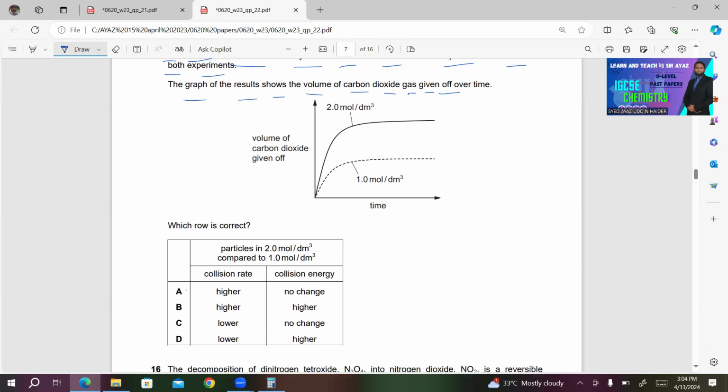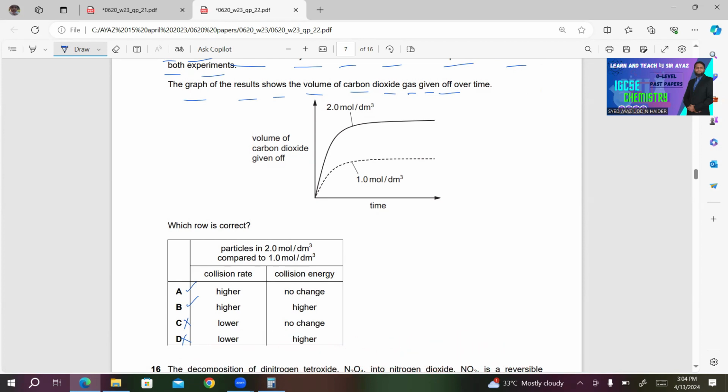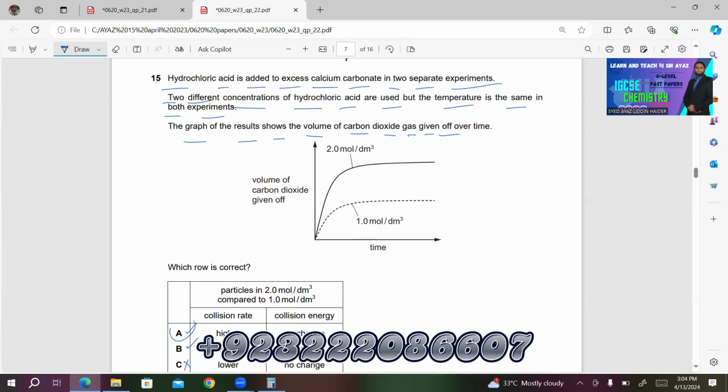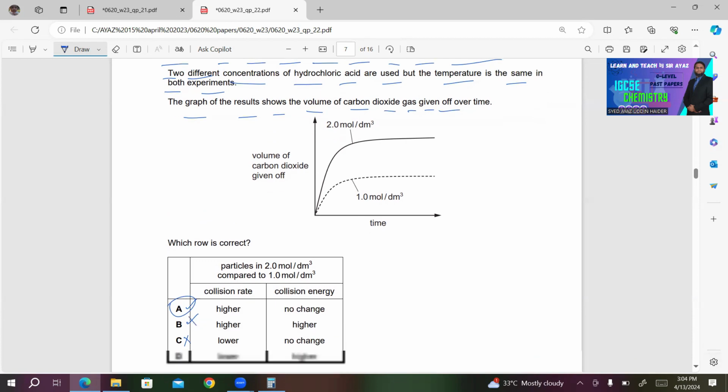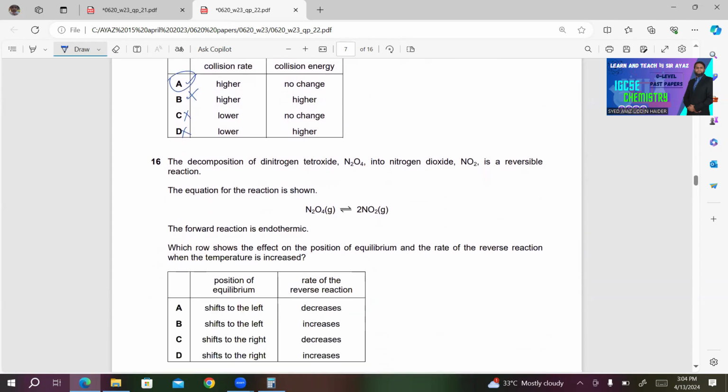So either A is correct or B is correct. Both C and D are incorrect. What about the collision energy, sorry? They don't have any collision energy here. So A must be the right answer. B can't be the right answer. It's related to temperature change, which is not happening here.